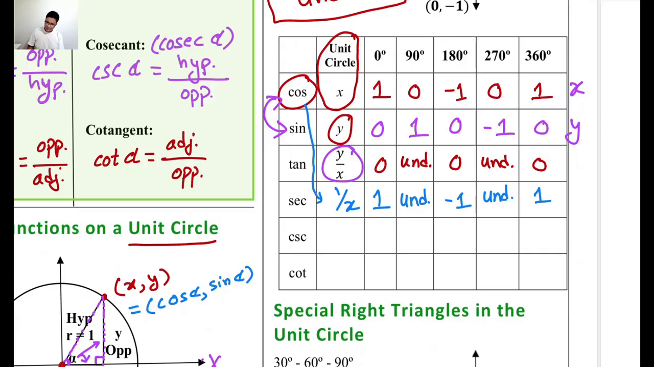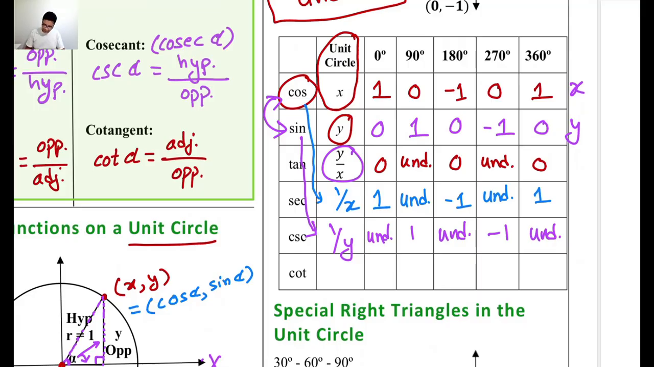Okay, cosec is the reciprocal of sine, 1 over y. So the reciprocal of 0 is undefined, 1 is 1. Reciprocal of 0 is again undefined. Reciprocal of -1 is -1. And reciprocal of 0 is again undefined.